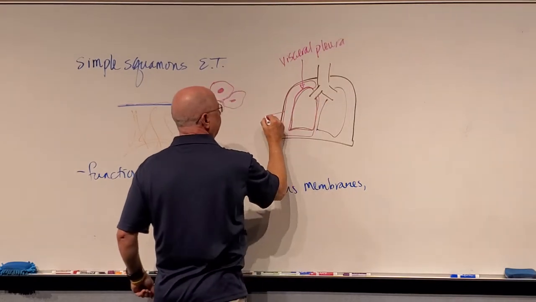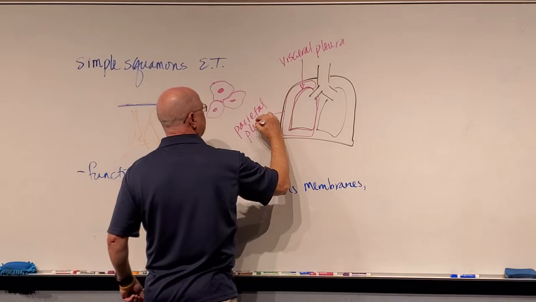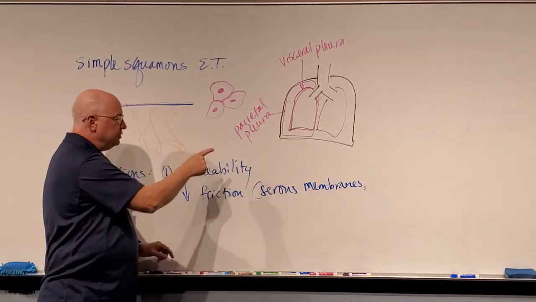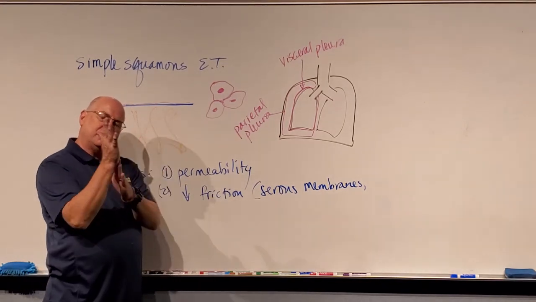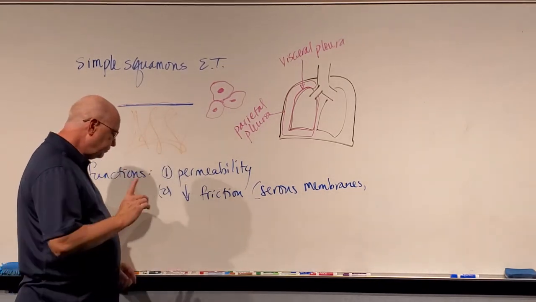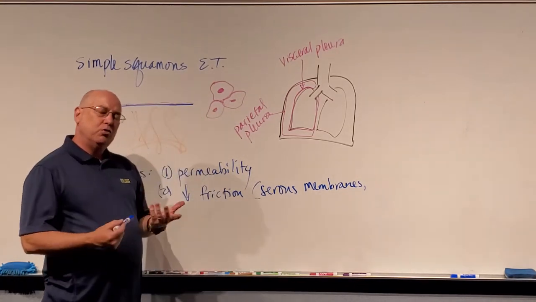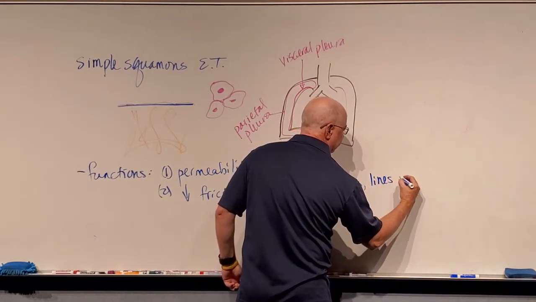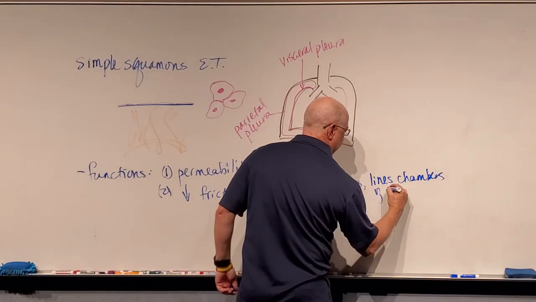And the outer layer would be called the parietal pleura. We've covered that in lab, and now it's on your first lab test. Those serous membranes reduce friction so that the organs glide across each other, okay? Another place that we can find simple squamous epithelium where it reduces friction is that it lines the heart chambers. It will line the chambers of the heart.